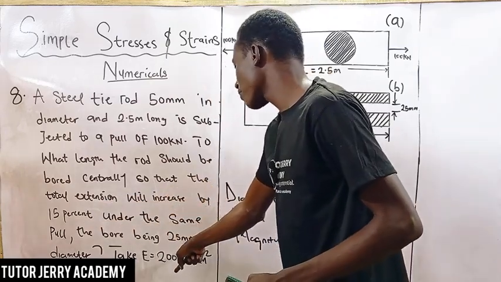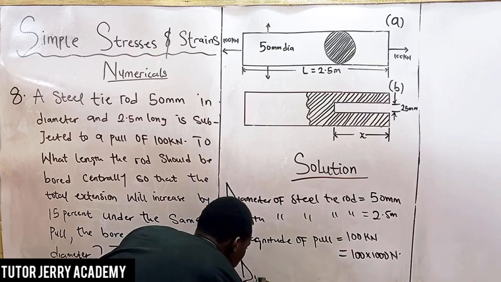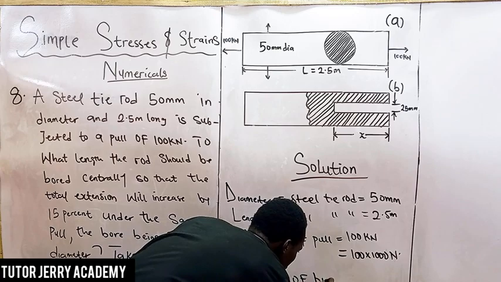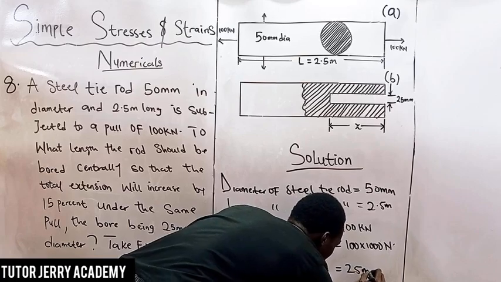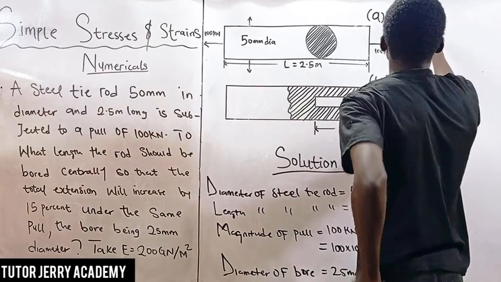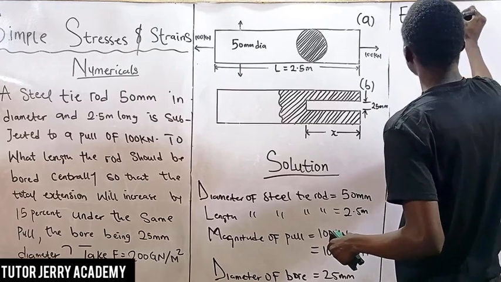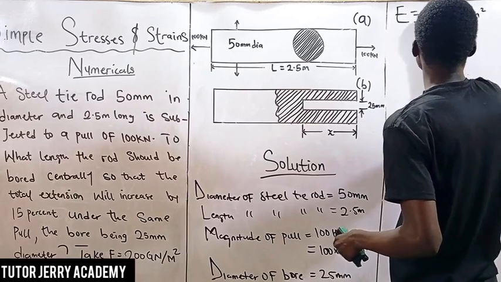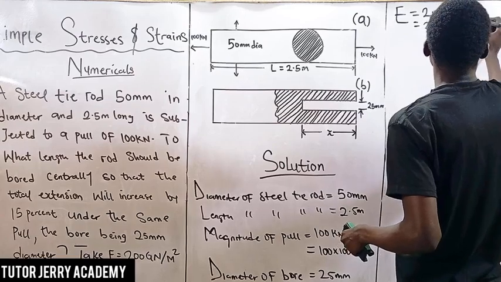The ball being 25 millimeter diameter. So diameter of ball equals 25 millimeter. We're given E equal to what? 200 giga-newton per meter square, which is the same thing as 200 times 10 to the power of 9 newton per meter square.